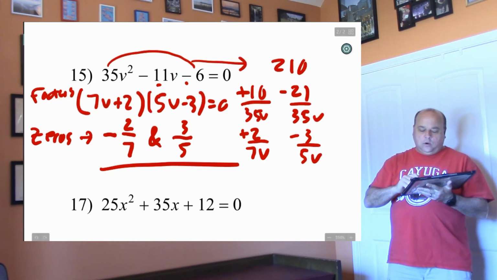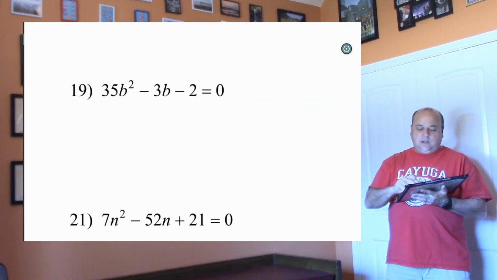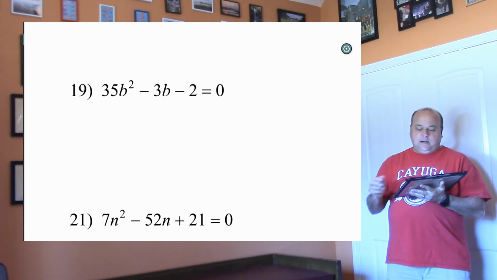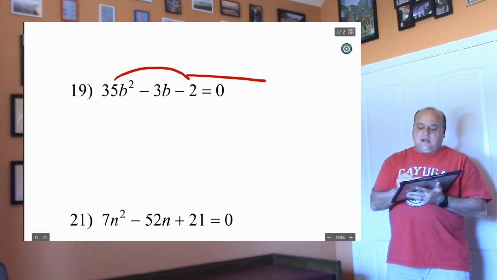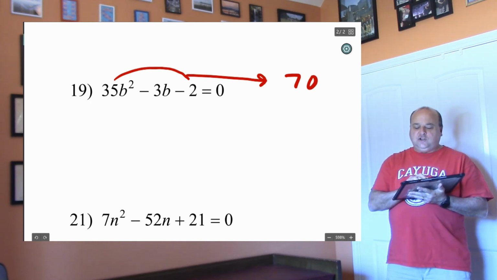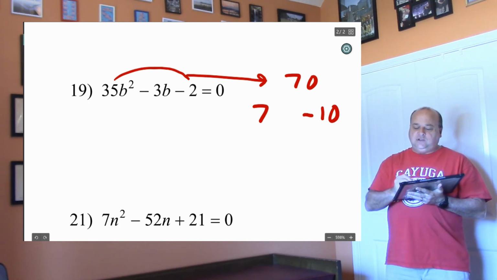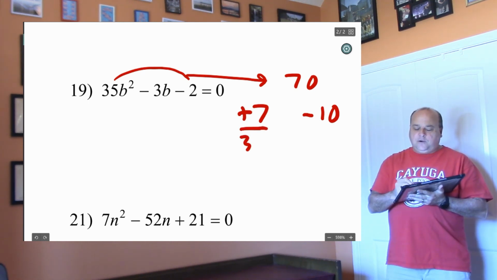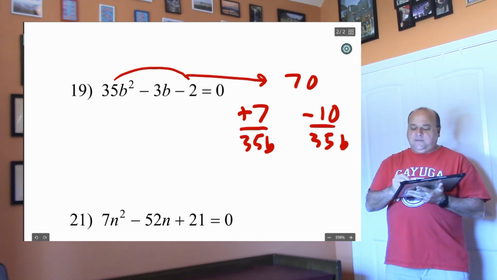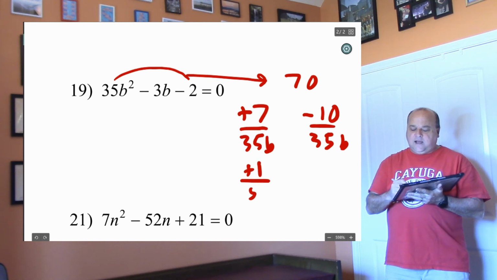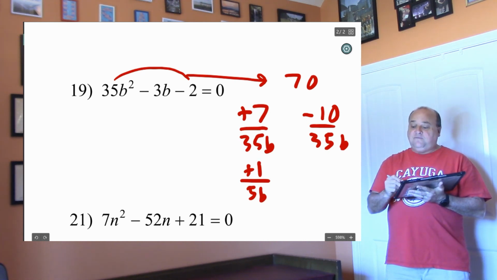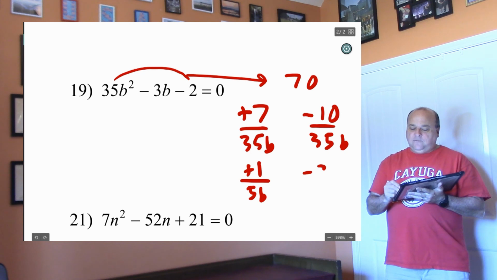We'll do one more with a number in front of the letter. Let's do this one right here. So I'm going to multiply 35 times 2 and get 70. I need to subtract and get 3. That's going to be 7 times 10. The 10 will be negative. I'm subtracting, so the signs are opposite, and I'm putting 35B on the bottom. Now then, simplify. These divide by 7, I'll get 1 over 5B. These divide by 5, I'll get negative 2 over 7B, right?